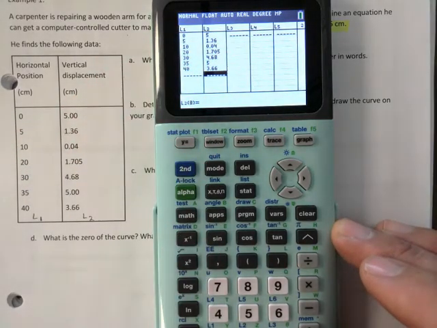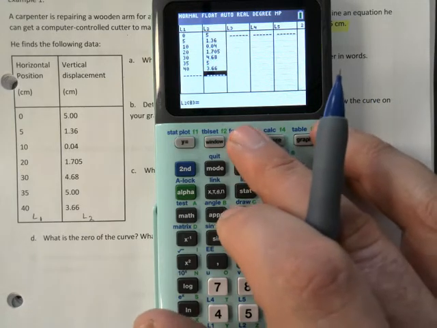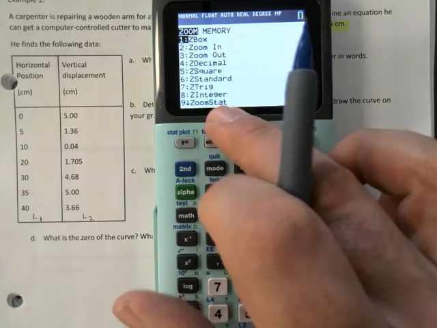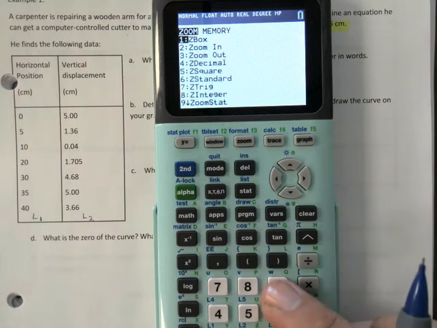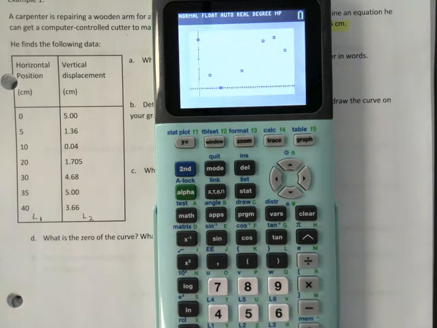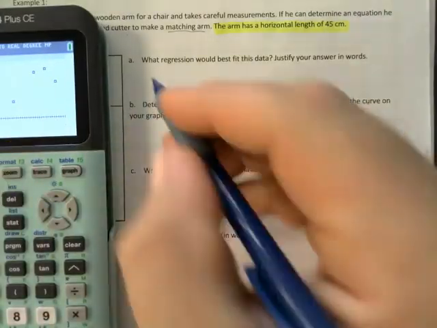Let's make our scatter plot, right? We want to look at our scatter plot. How do we do that again? Zoom 9, zoom stat, right? What does that look like? Linear? Right? Quadratic? Not really. Cubic, right? Would you agree? It looks cubic to me, right?